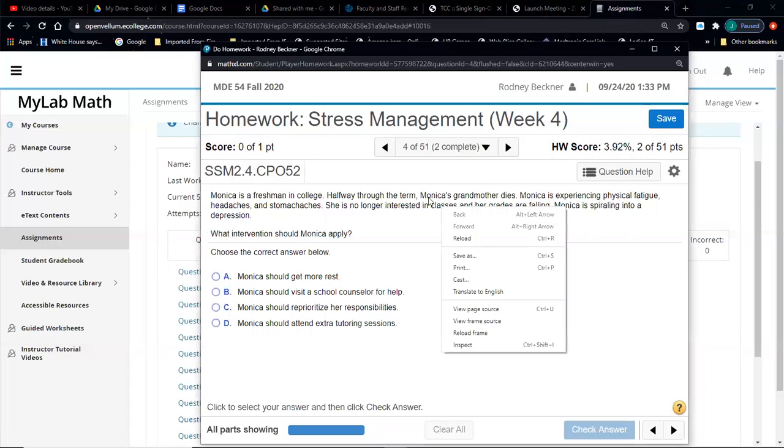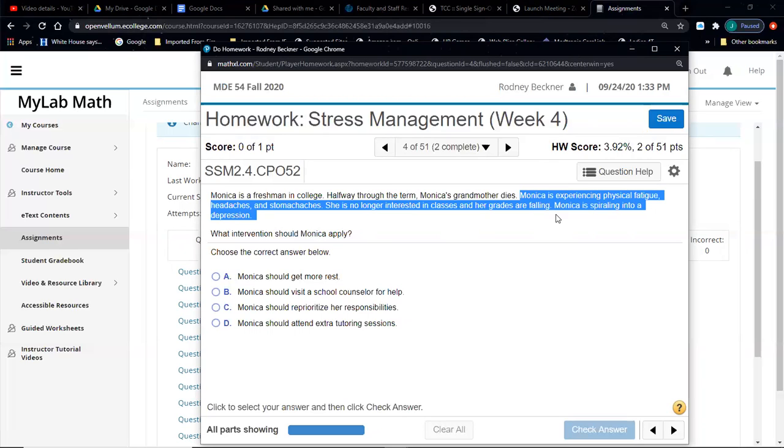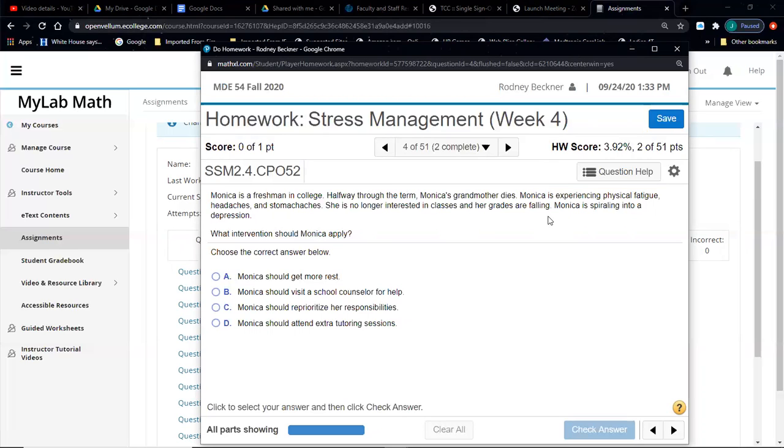Yeah, so this is a serious life event. Monica clearly was attached to her grandmother, so all of this is going on. And they don't say how long this is happening. It just says her grandmother dies. Is this a day later? Is this a week later? Is this a month later? It's not necessarily that aspect that's important, but it could be a day later, a week later, or a month later that she's still experiencing these symptoms.